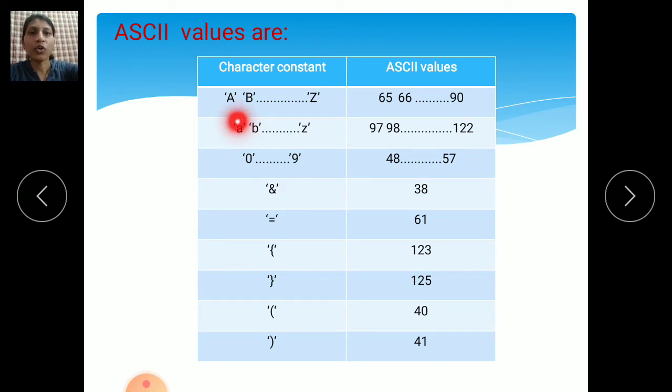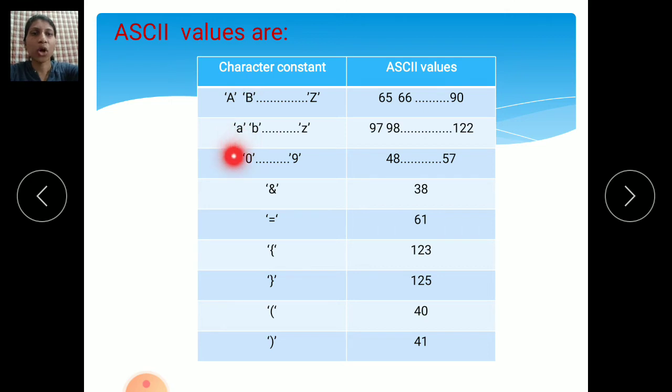See here, the ASCII value of capital A is 65. Then capital B is 66, capital C is 67, capital D is 68, up to capital Z, whose value is 90. A, B, C, D, E, F, G, H, like this up to Z: 65, 66, 67, 68, up to 90. The capital Z value is 90. Then each small letter has a different ASCII value. These are the ASCII values of capital letters.